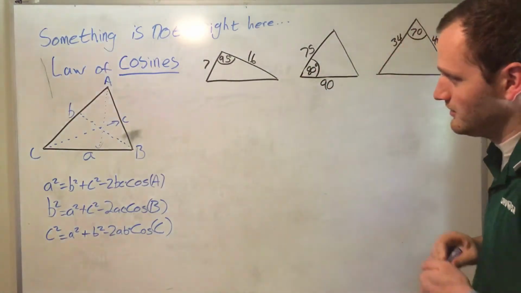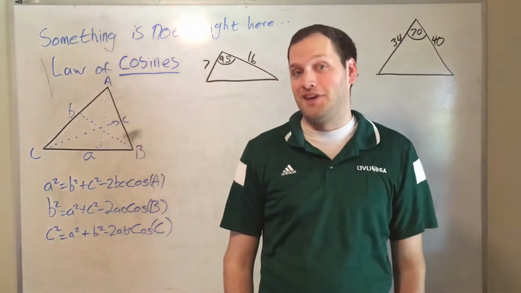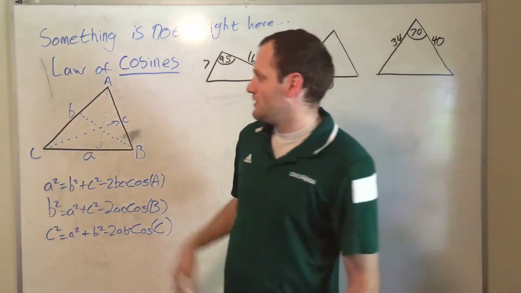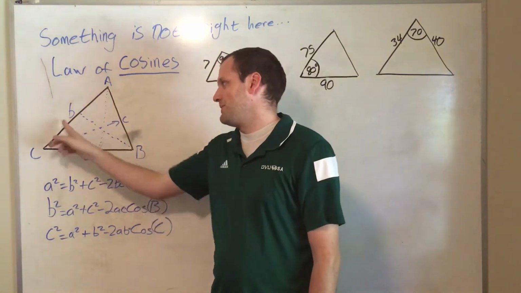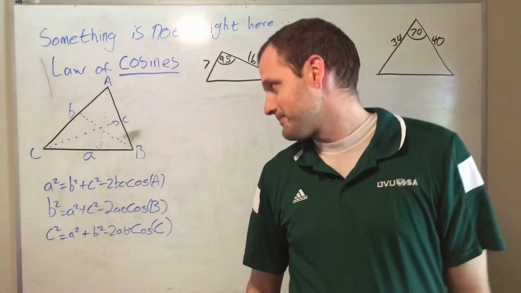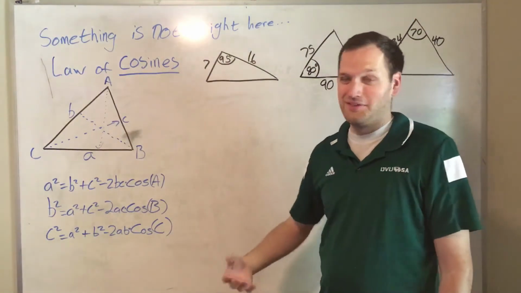There's a triangle. With the law of cosines, the triangle is done the same way as it is with the law of sines. All of the sides are opposite of the angles. So side C and angle C are opposite, side B and angle B are opposite, and side A and angle A are opposite. Then here are three different variations. They basically are all the same thing.